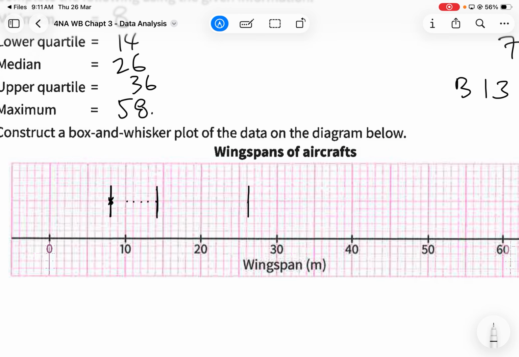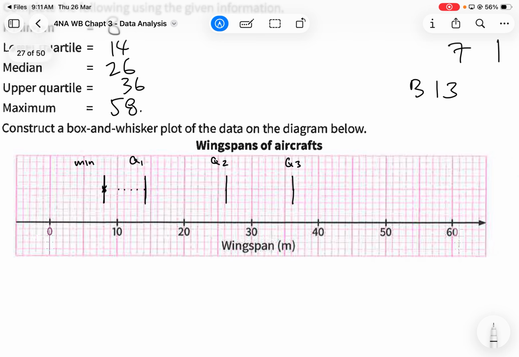So actually, when I draw, I don't need to label, but I know this one is minimum. This one is Q1. This one is Q2. My Q3 is at 36 here. Okay? You don't need to label, just that I label it. 58 is here. So 58 is my maximum.